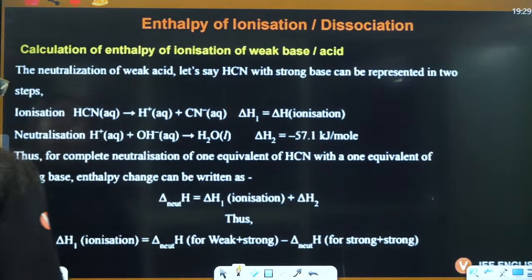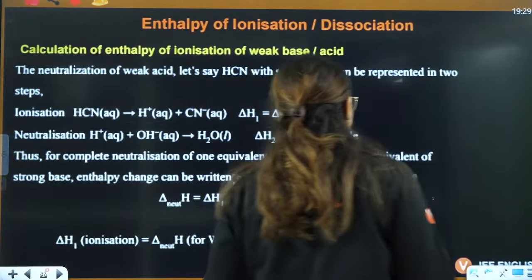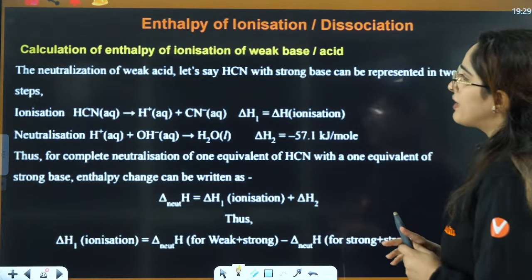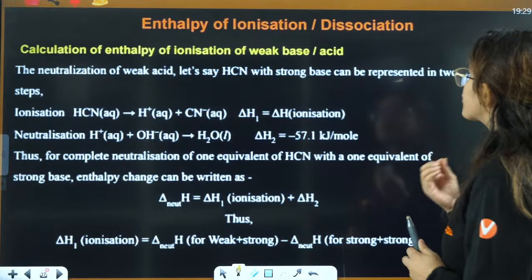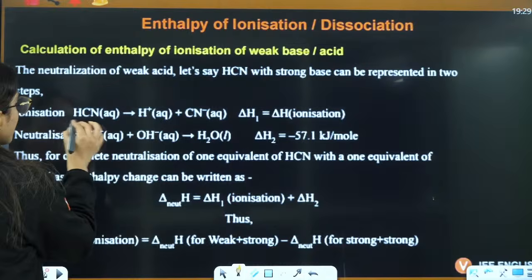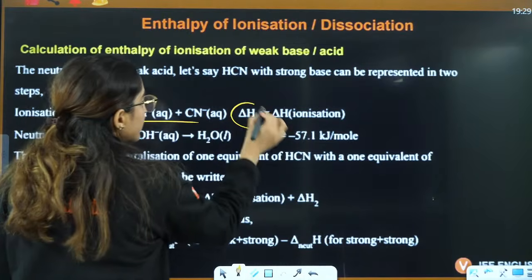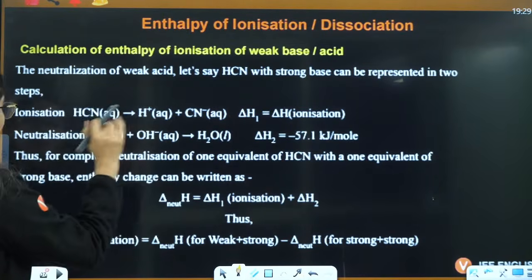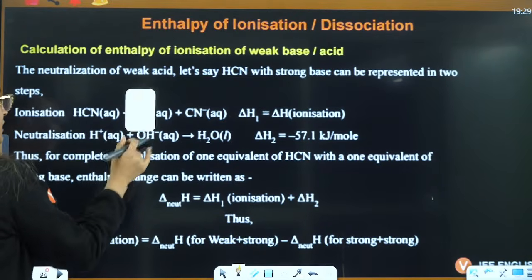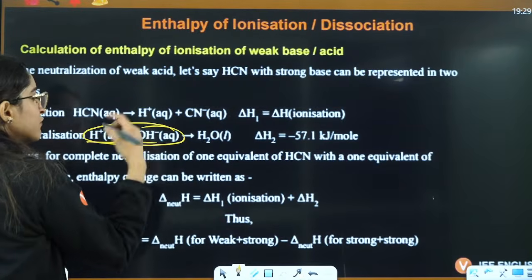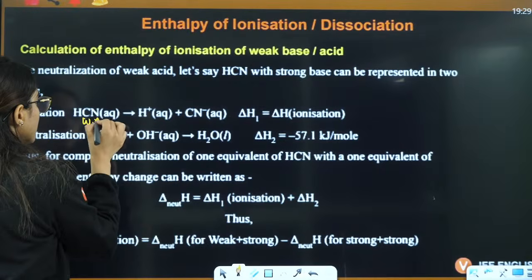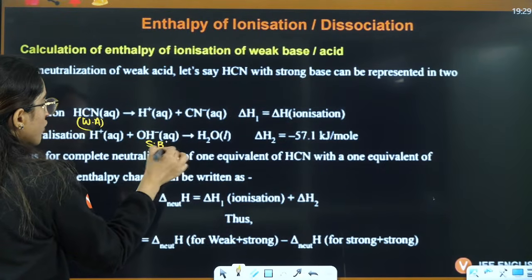So, calculation of enthalpy of ionization of weak acid and weak base. The neutralization of weak acid, say HCN, with strong base can be represented in two forms. Firstly I'll ionize this and some amount of energy is released, that I call delta H of ionization. Then in neutralization of this H positive, then this OH negative, which is from a strong base. This is a weak acid, this is from a strong base.